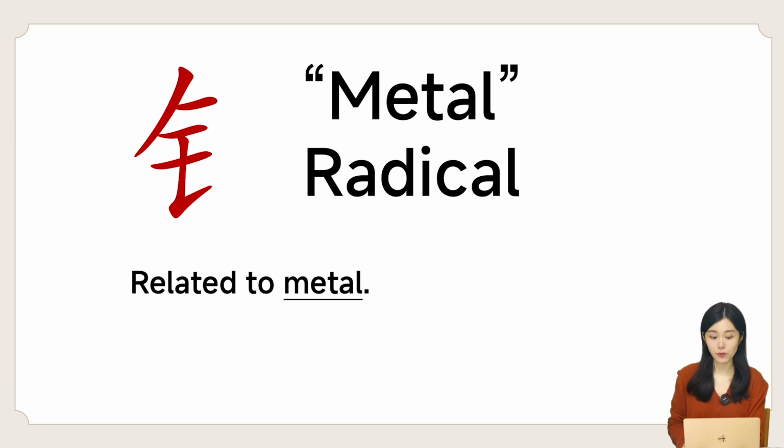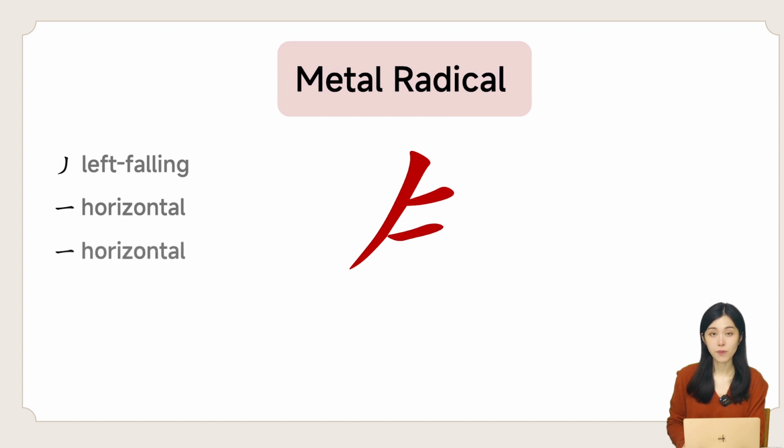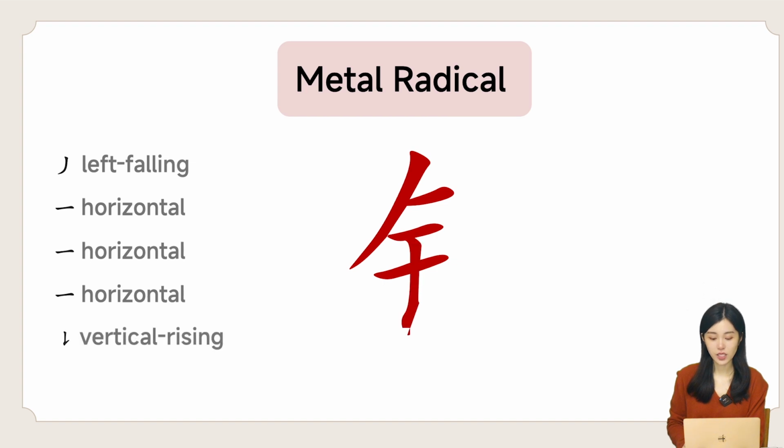So first we write the radical on the left top, the left falling. Then we write the horizontal stroke on the top, the horizontal stroke below it, another horizontal stroke, and then a vertical rising. Good job. Now see some examples with metal radical.